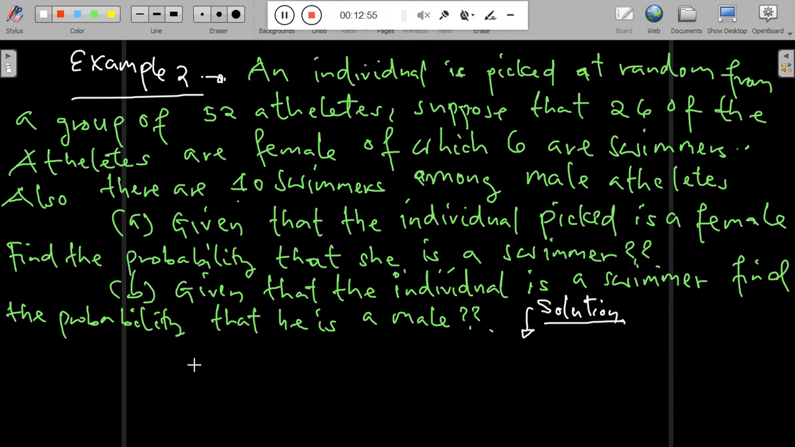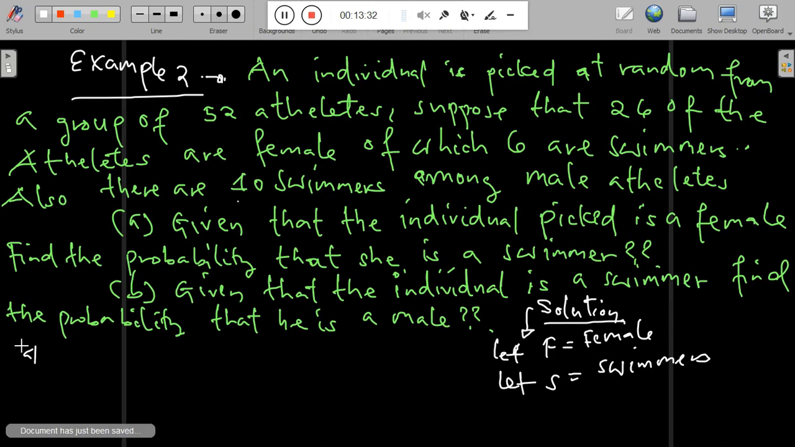Now let's go to the solution. For part A, we are required to find the probability that she is a swimmer, given that the person picked is a female. So let F represent female, and let S represent swimmers.